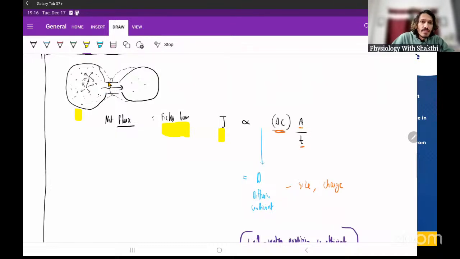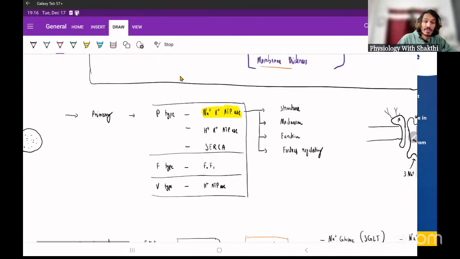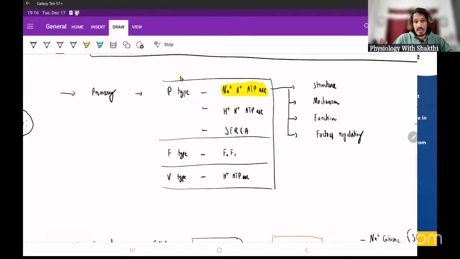On the other hand, if the membrane thickness becomes very high, then what happens? It's passing through a membrane, and that membrane is more thick. Then it becomes more difficult. So that is inversely proportional. So Fick's law talks about your net flux, that is proportional to delta C times A by T. That is your Fick's law. So with that, we cover one question, that is diffusion.